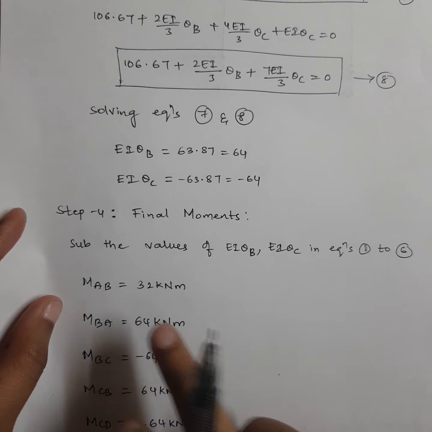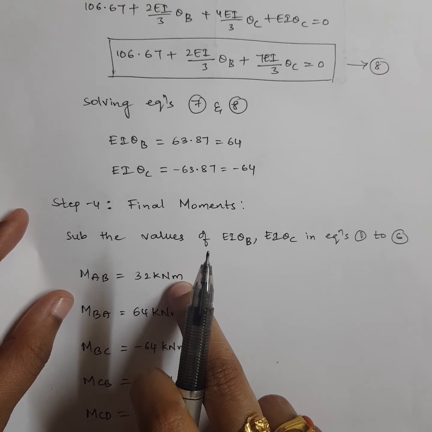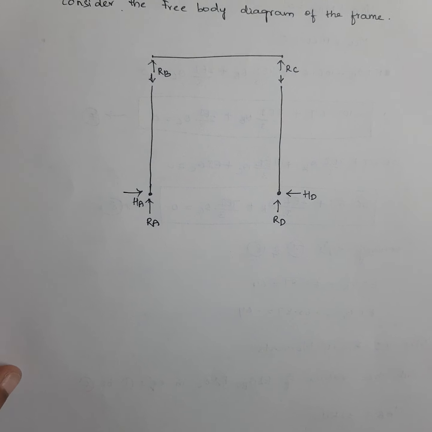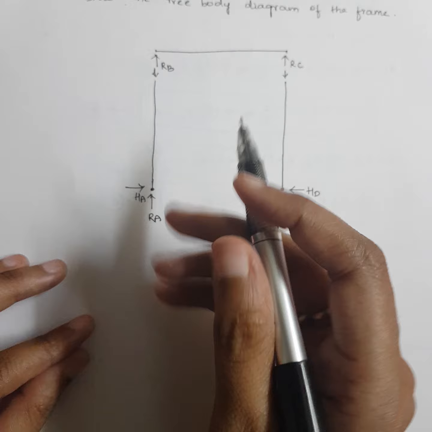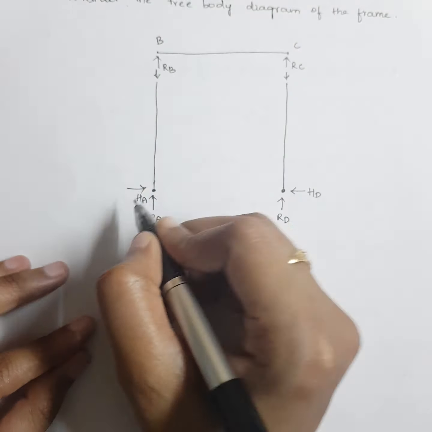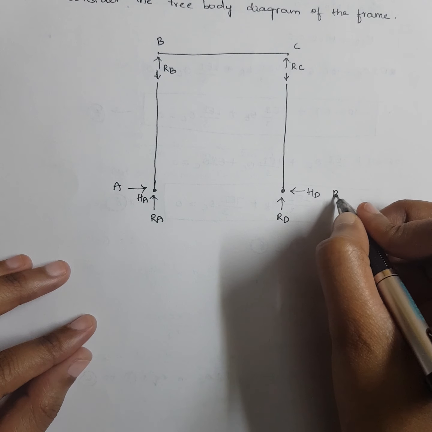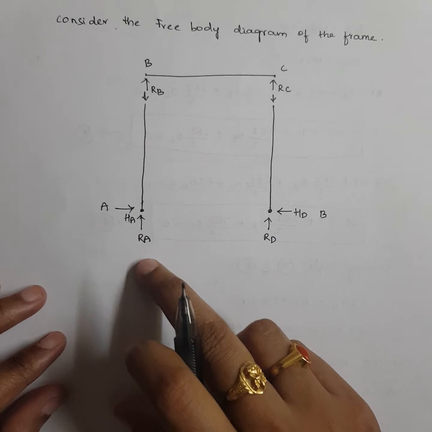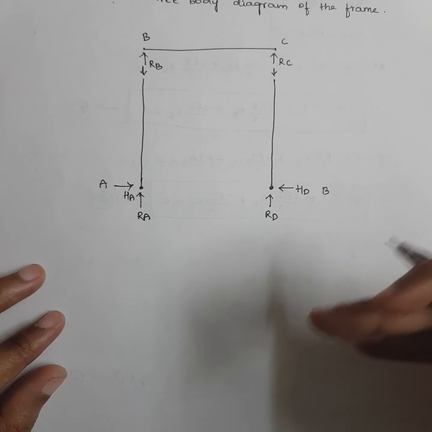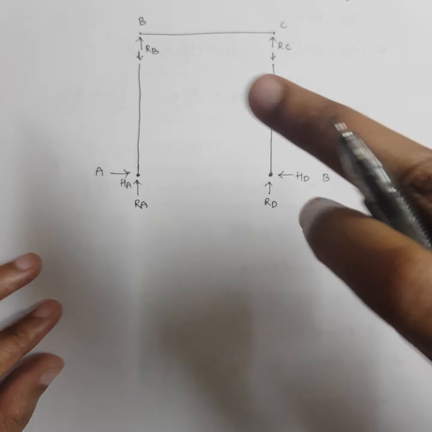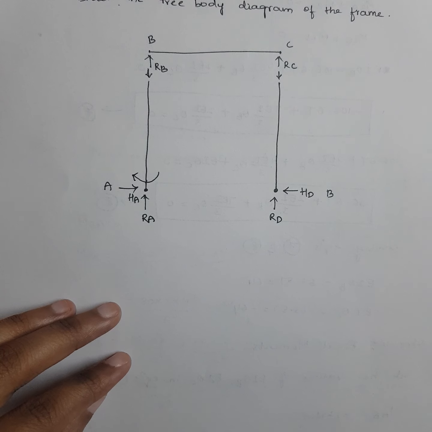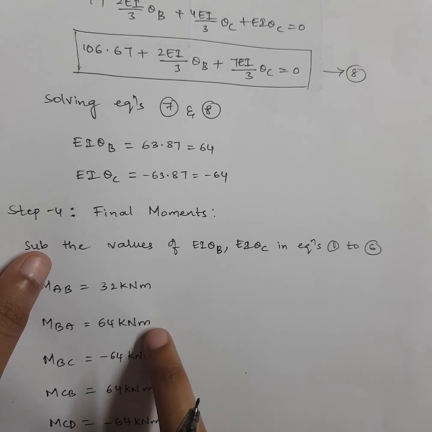Now if you observe the final moment, what is AB? 32, which is clock. BA 64, which is clock. Let's draw that first. So on this column AB, let's mention here, B, C, this is A and this is B. For your clarification I'm writing. So AB is also clock, BA is also clock. How do you denote the clock direction? Just show a clock direction. So AB is a clock direction with value 32, and BA is 64.